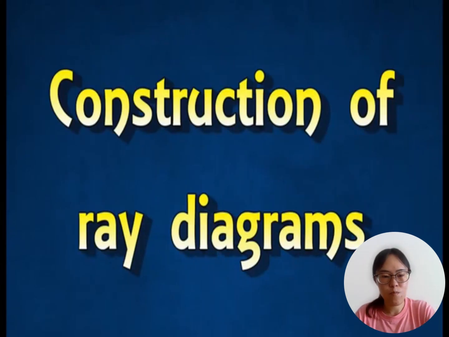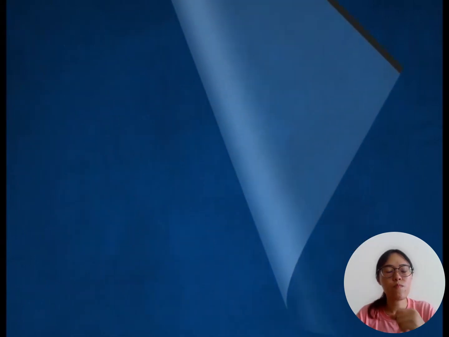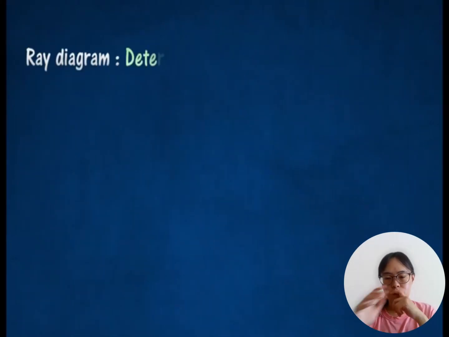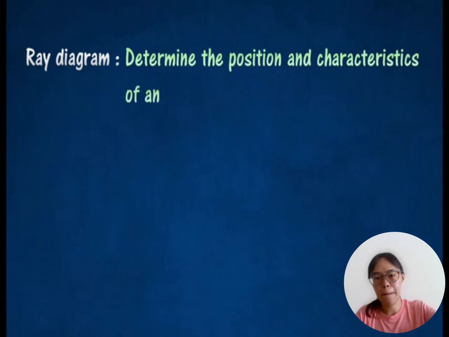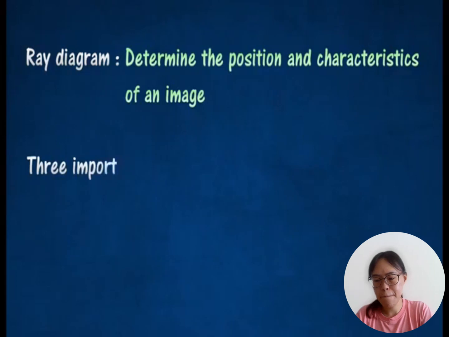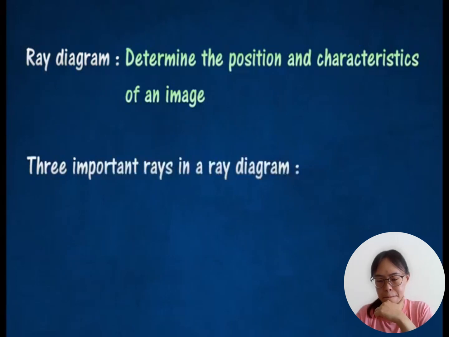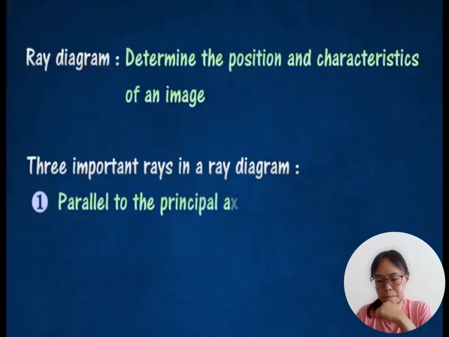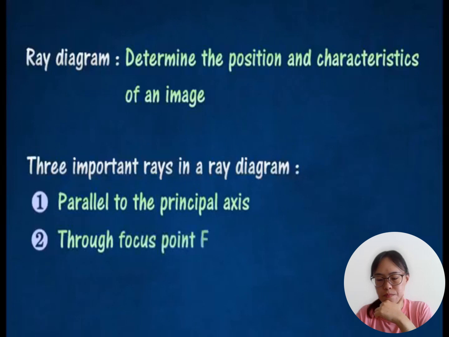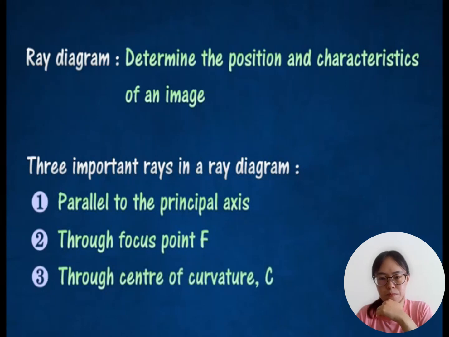Okay, so time for that. Construction of ray diagrams. A ray diagram can be used to determine the position and characteristics of an image for various positions of an object. There are 3 important rays to be drawn in a ray diagram. A ray parallel to the principal axis is reflected to pass through focus point F. A ray through focus point F is reflected parallel to the principal axis. A ray through center of curvature, C, is reflected back along its own path.